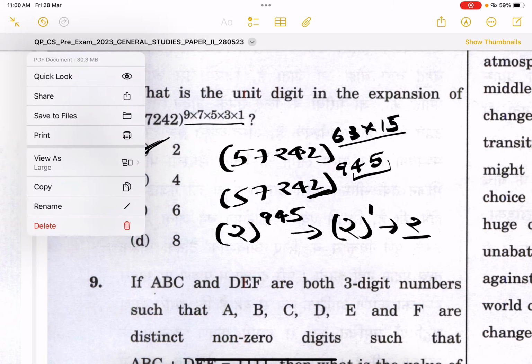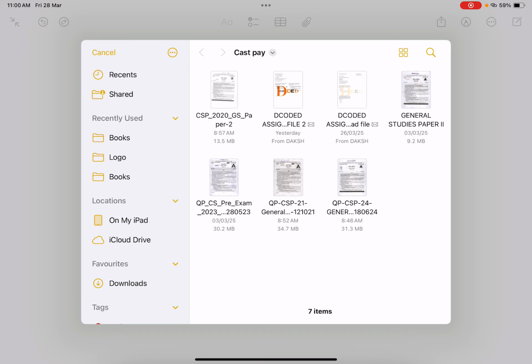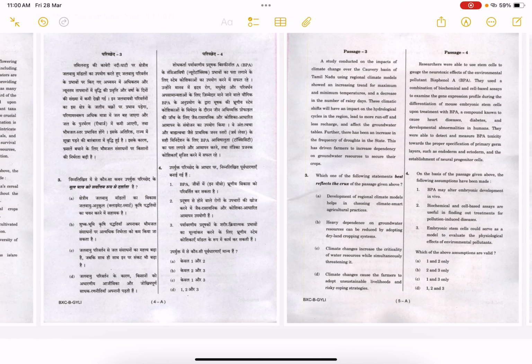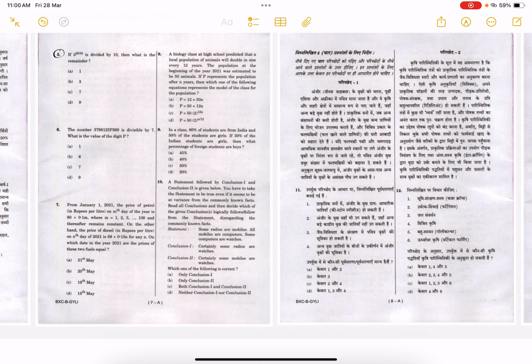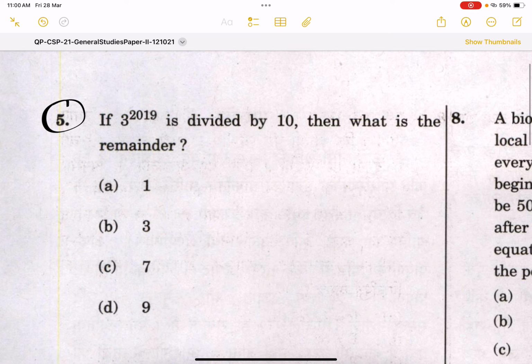Now we'll solve the 2021 paper set A of UPSC Civil Services prelims. The question is question number 5. In the last lecture we discussed one concept: whenever a number is divided by 10, the remainder which comes is the unit digit.